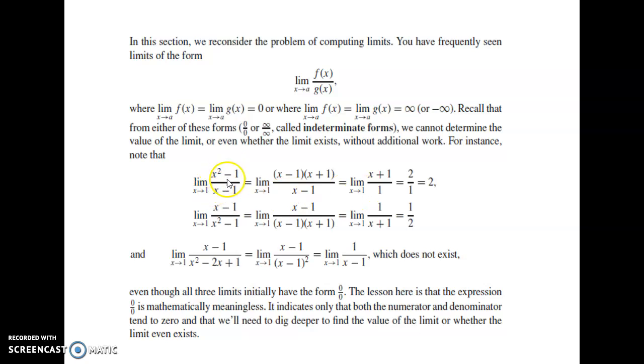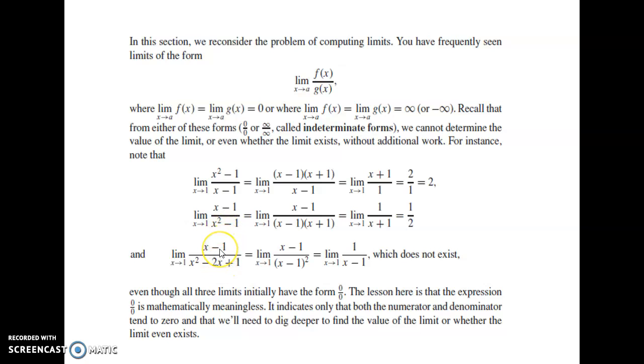So initially it was 0 by 0. Then we do the factorization and cancellation. Then we got the answer. Similarly, in this case also, we factorize the denominator. X minus 1 cancels. We get the limit 1 by 2. Initially again it was 0 by 0.